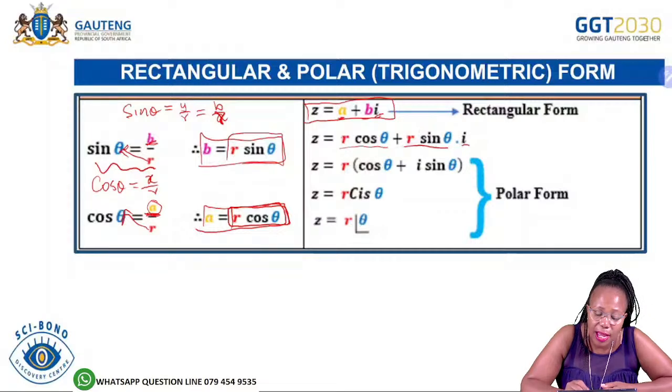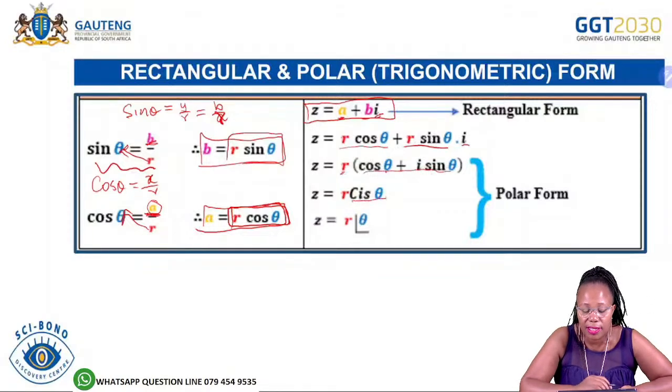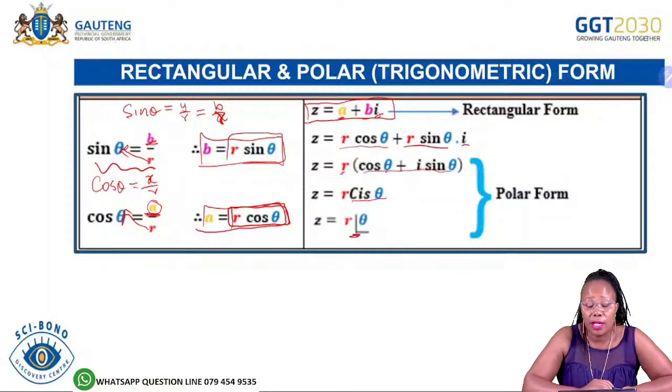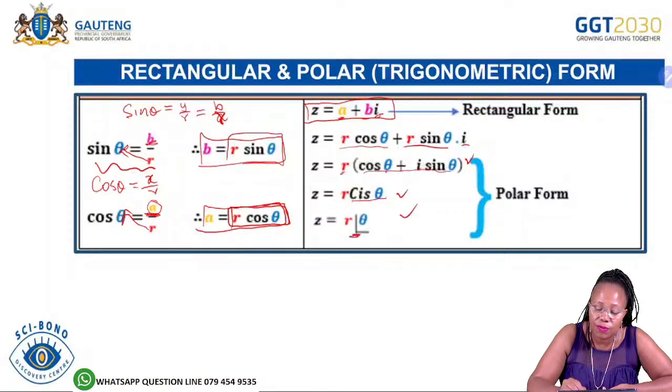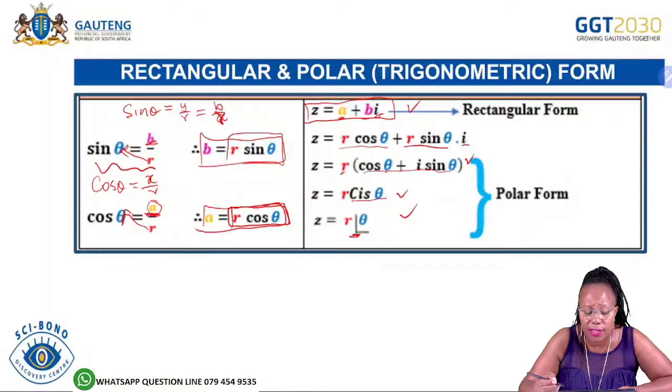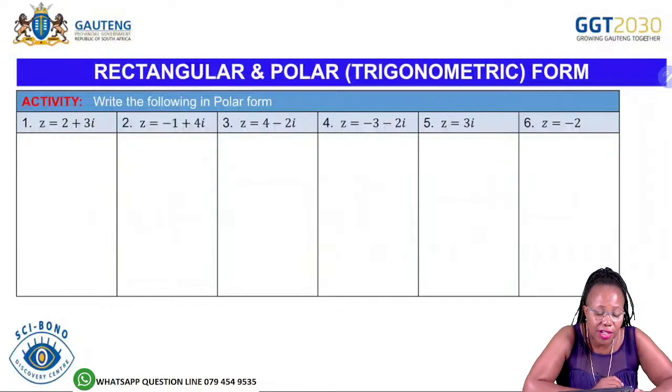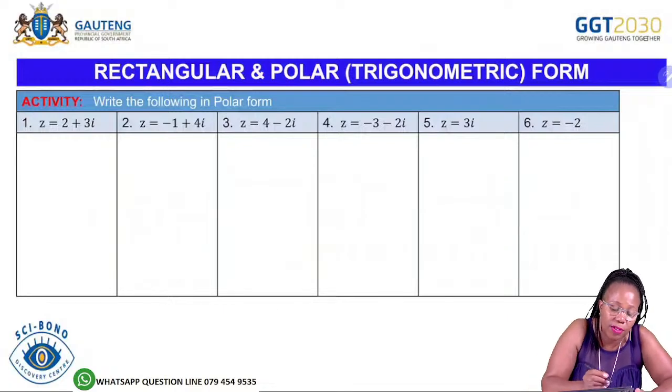And from here we take R out. So we have R(cos theta plus i sine theta). Another notation: this cos theta plus i sine theta can be written as cis theta, or you can use the angle symbol for cis. Those are the three notations for the polar form. And this is our rectangular form that we were using originally. Now we want to take this activity where we are writing these rectangular forms into polar forms.